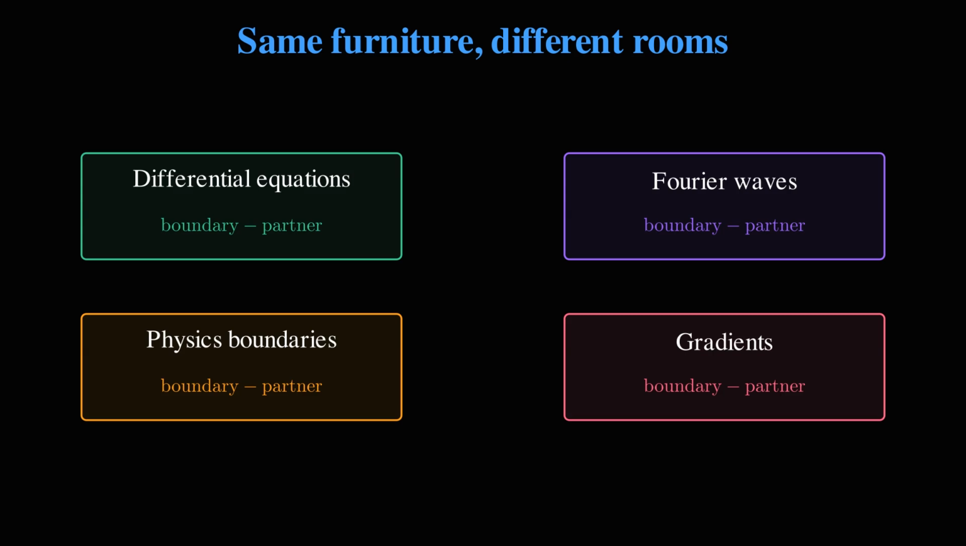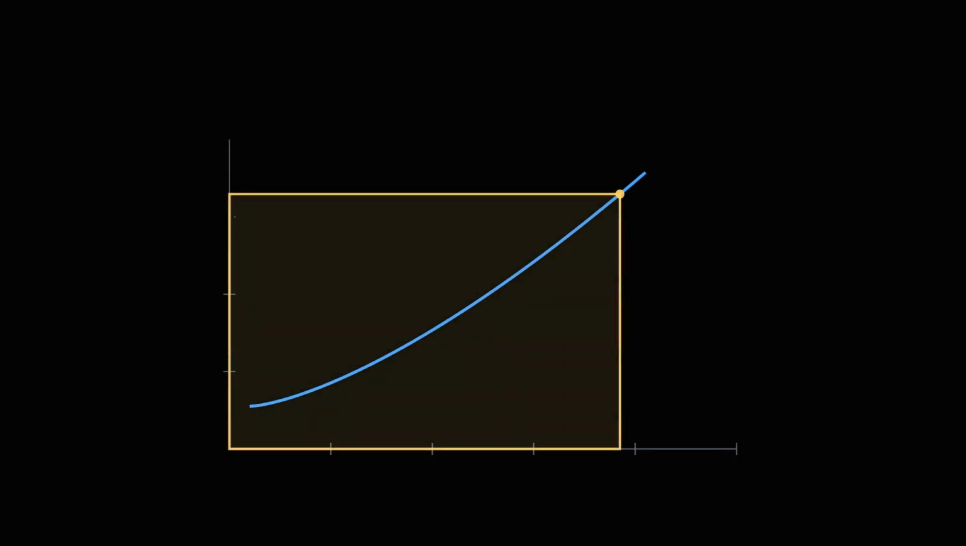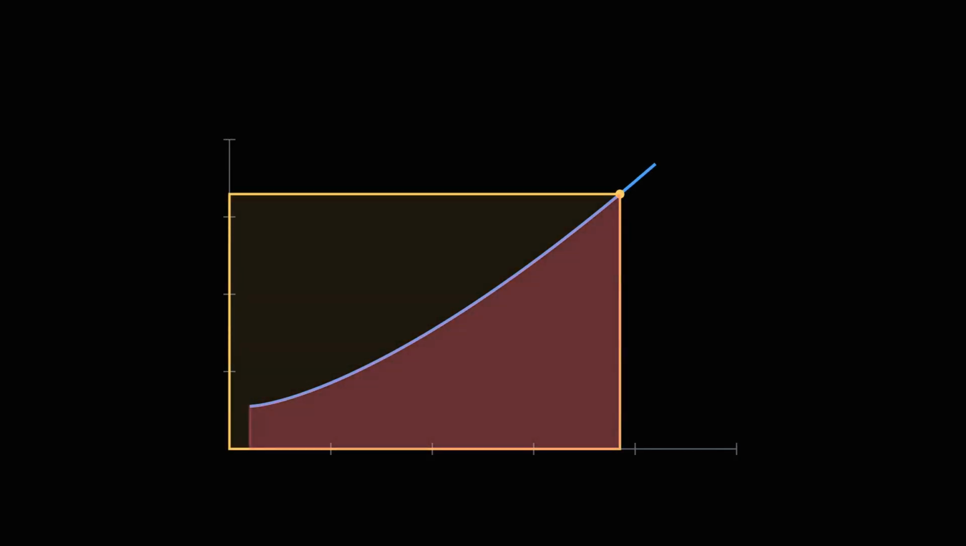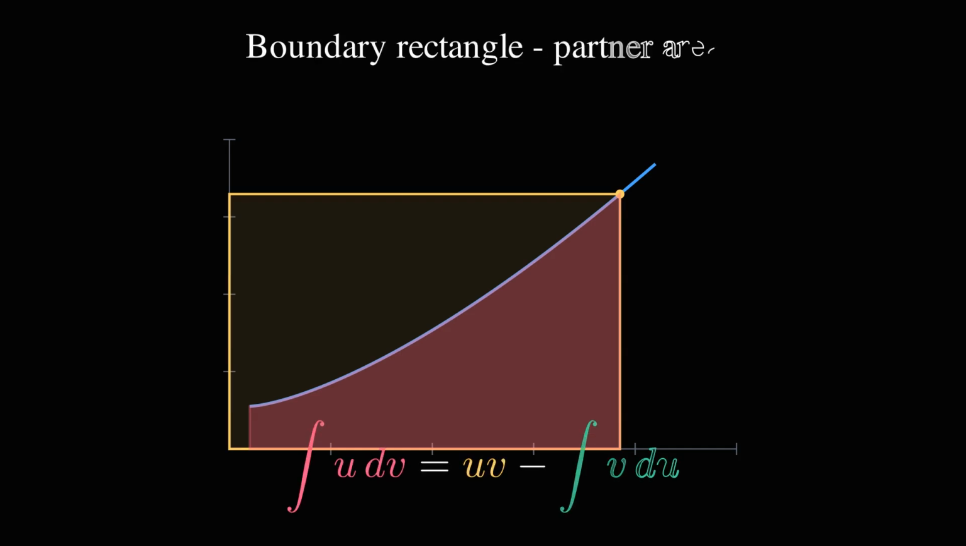Different rooms, same furniture. The bigger picture is this: an integral is not always a thing you attack directly. Sometimes you ask what other area completes the rectangle. Sometimes the missing piece is easier to measure. And sometimes the boundary tells you more than the interior. So when you see integration by parts, do not start with the symbols. See a growing rectangle, see the vertical strips, see the horizontal strips, see the two accumulated areas sharing one boundary. Then the formula becomes almost unavoidable.